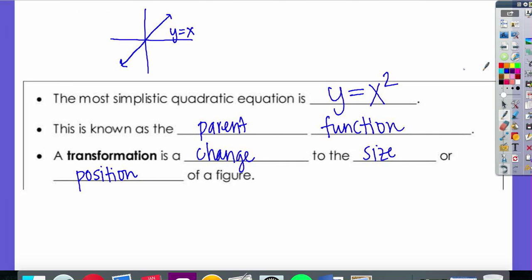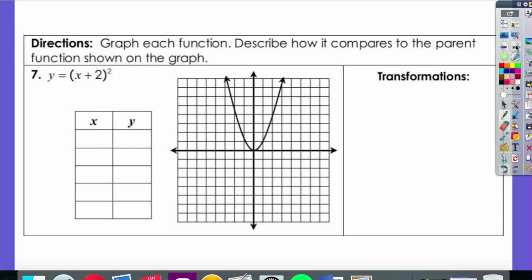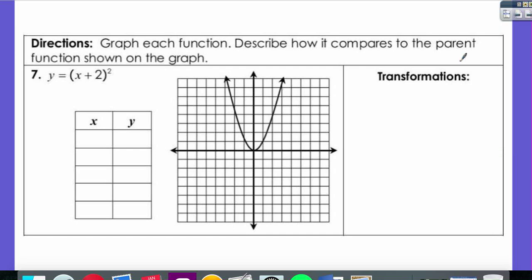So taking a look at our first example, they want us to graph each function and describe how it compares to the parent function shown on the graph. So truly, we don't even really need to do all of this. I really just talked to you about it through Desmos, so I'm not going to make you fill in this table.